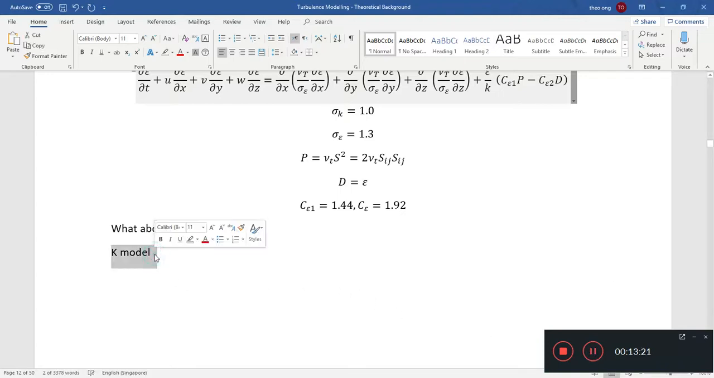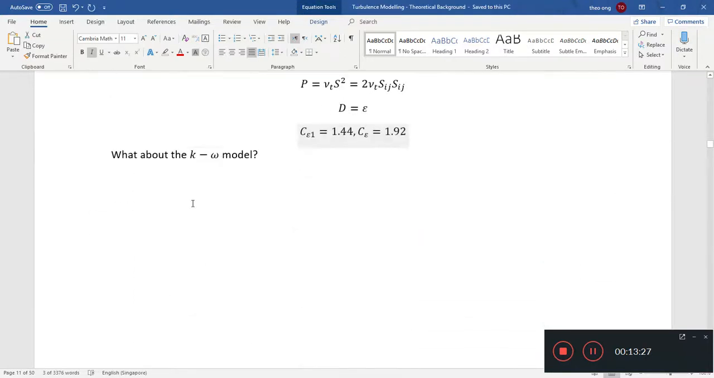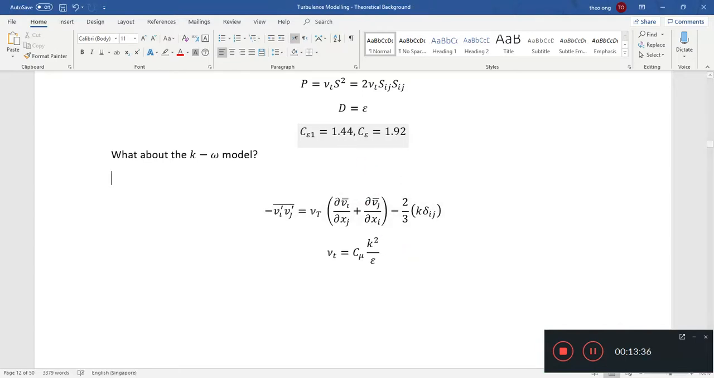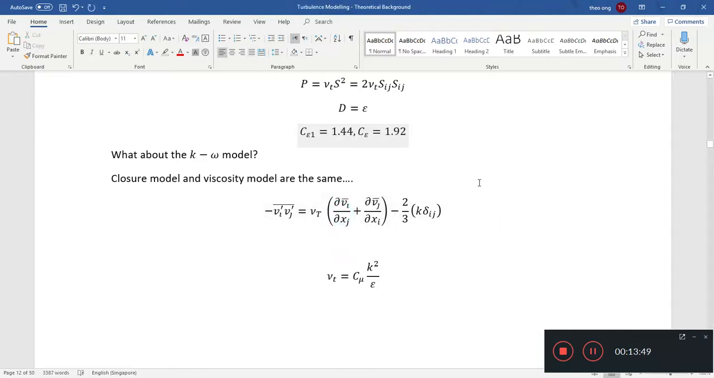Before I do that, the closure model is the same. We'll still have this, C mu times k over epsilon. There, closure model and viscosity model are the same. Okay, so this is the closure model, and then the viscosity model is as such. It's the same thing.